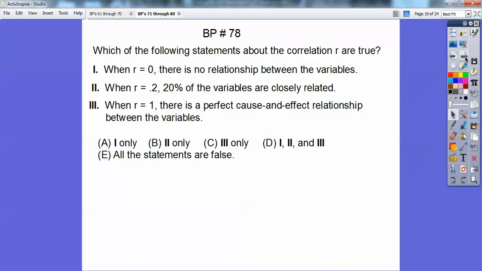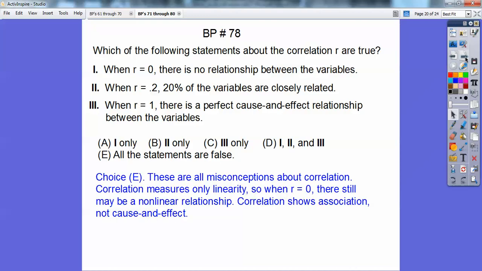Which of the following statements about correlation are true? When r equals 0, there's no relationship between the variables. We're probably thinking, yeah, that's true. It's not. When r equals 0.2, then 20% of the variables are closely related. That doesn't make sense. When r equals 1, there's a perfect cause and effect relationship between the variables. That sounds pretty good too, but this one's a trick.